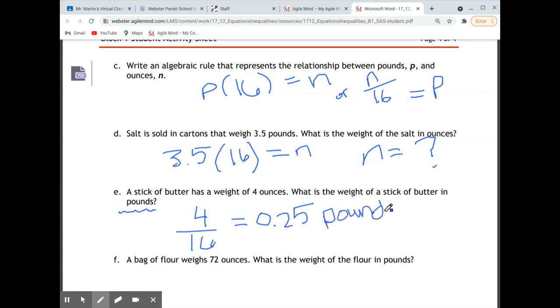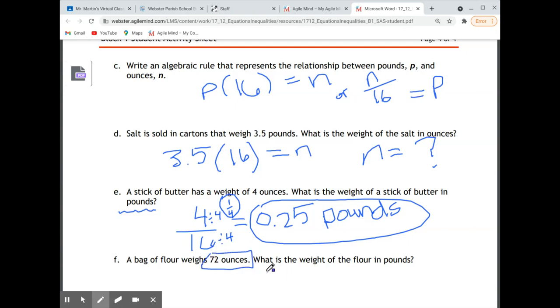How were you able to do that, Tashandra? What can you divide both of these by? 2. Yeah, you can divide them both by 2, or you can divide them both by 4, right? And when you do that, we get 1/4, which is equal to what Tashandra said. And 1/4 is equal to our answer, 0.25 pounds. All right, and this last one, how would we answer it? What would we have to do? 72 divided by 16.